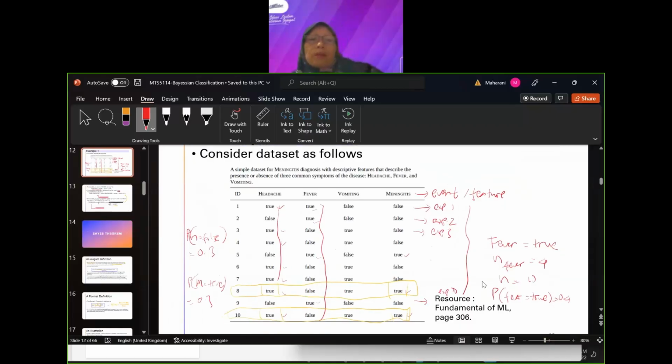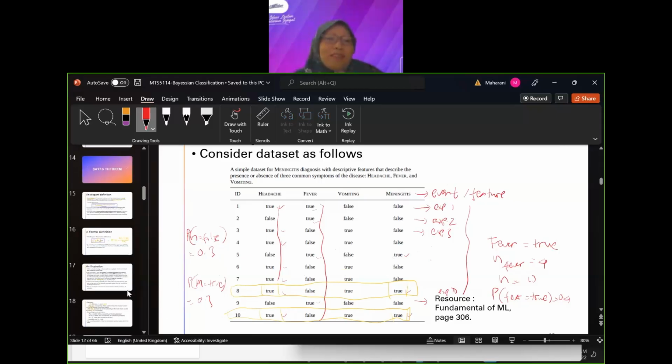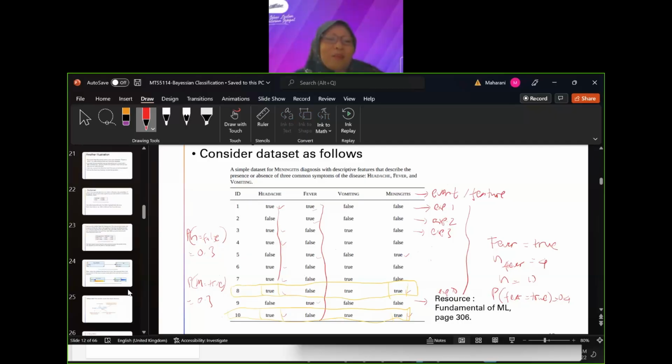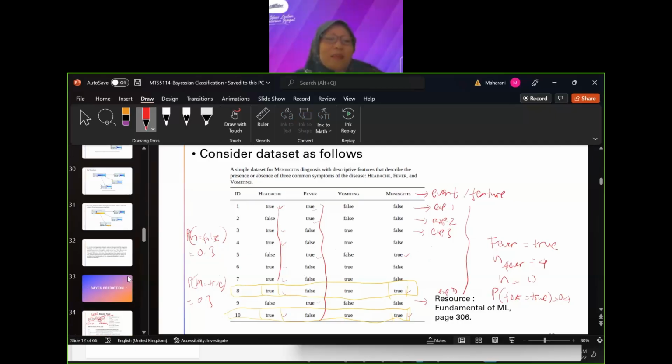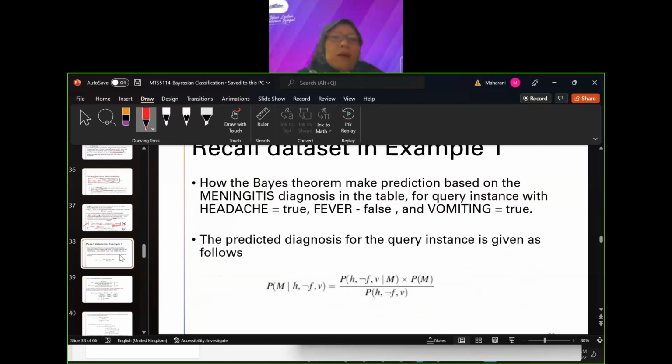Okay. So we have 10 data like this. This is our data set. What is the problem? The problem is we want to predict the meningitis actually.